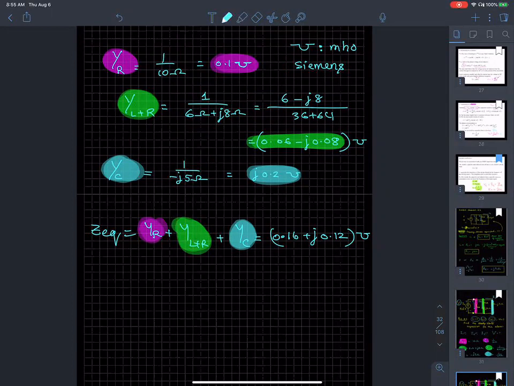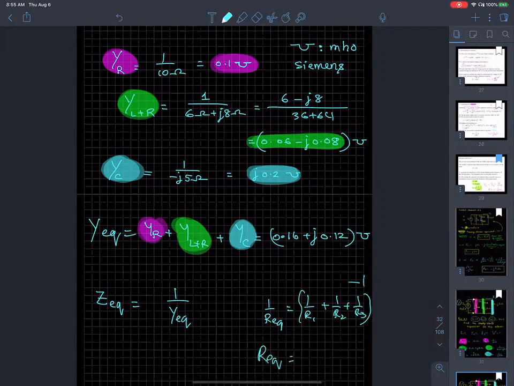Z equivalent is 1 over that. I'm sorry, this is the Y equivalent. So if you want to find the Z equivalent, it's going to be 1 over Y equivalent. If you remember, 1 over R equivalent of 3 resistors in parallel was 1 over R1 plus 1 over R2 plus 1 over R3. So if you wanted R equivalent, you had to do the inverse of that. That's exactly what I'm doing here. Very simple business. 1 over all of this is going to give me the Z equivalent.